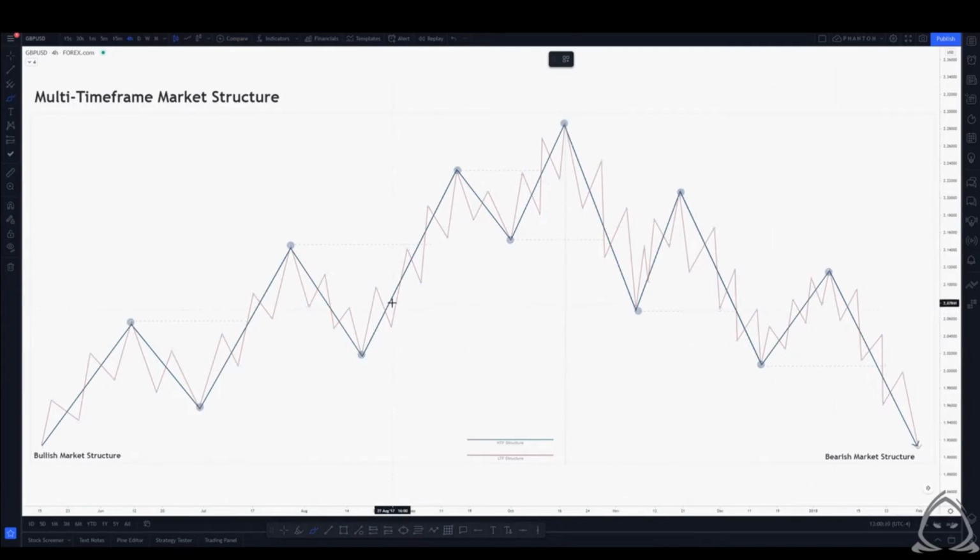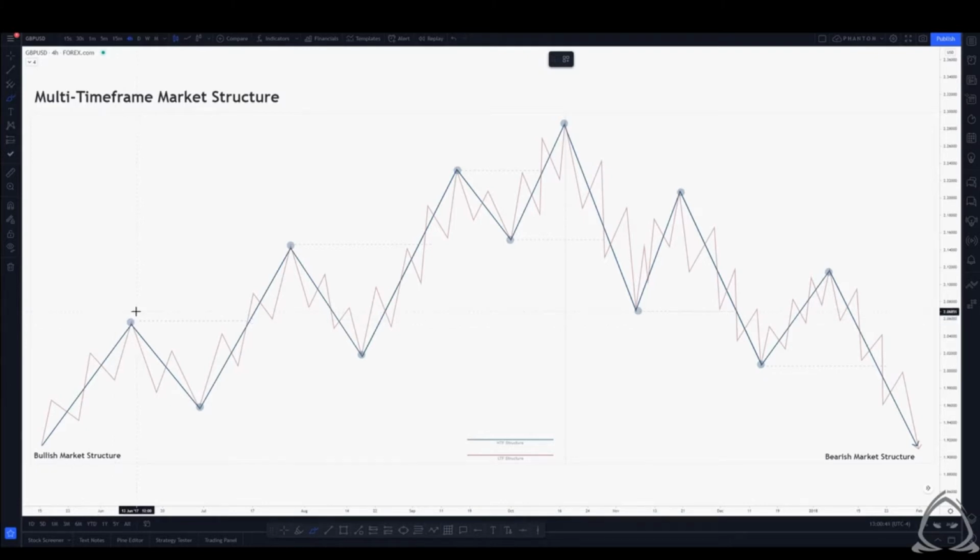And if we take that a step further and say that the blue line is our higher time frame structure, so say a daily time frame, and the red structure is our lower time frame structure, so let's say 4 hour or maybe even 15 minute, what we would see as price is moving to the upside is a series of higher highs and higher lows.